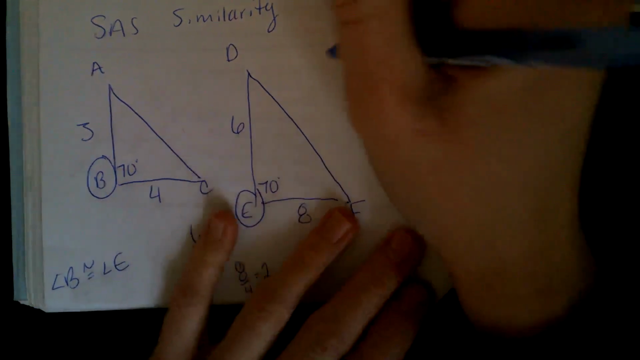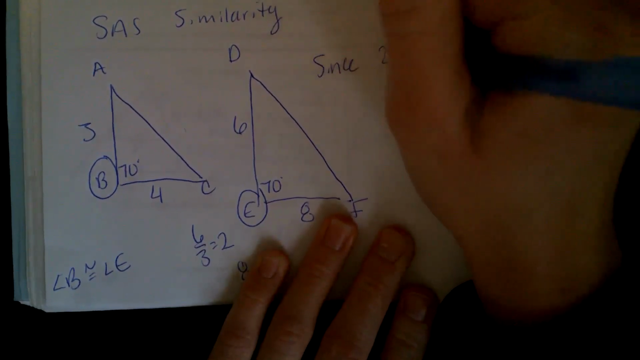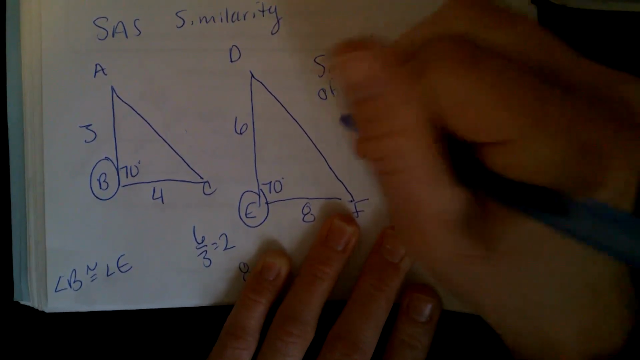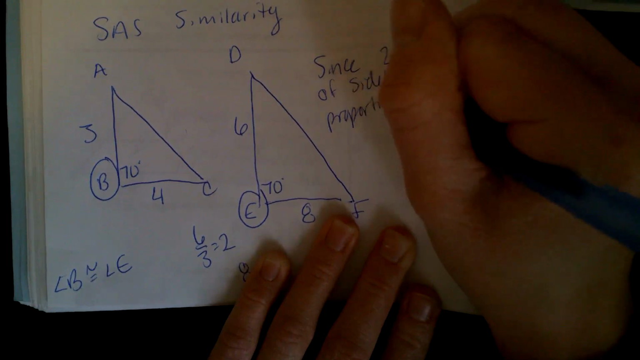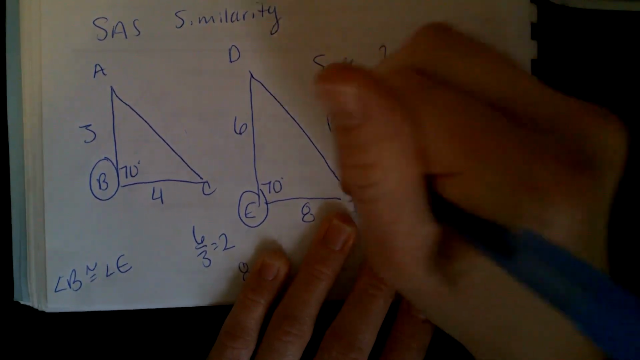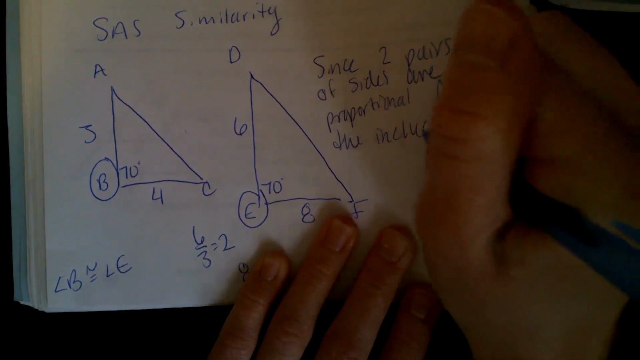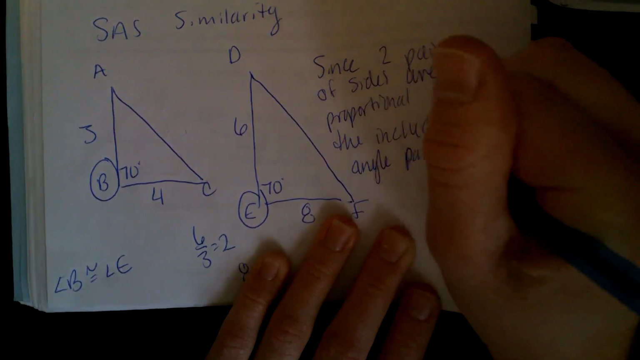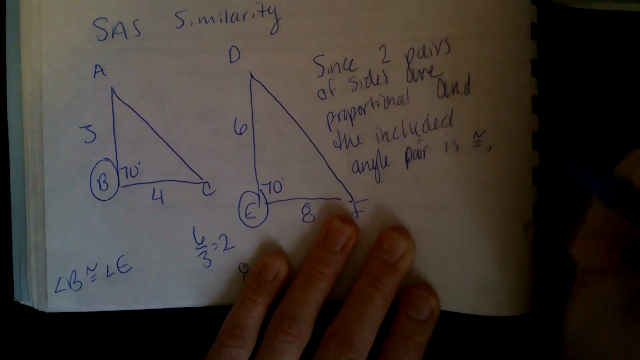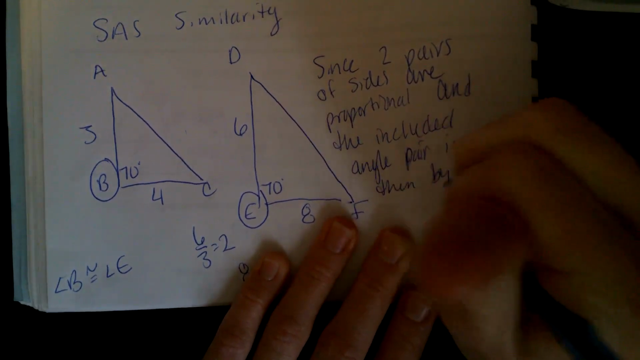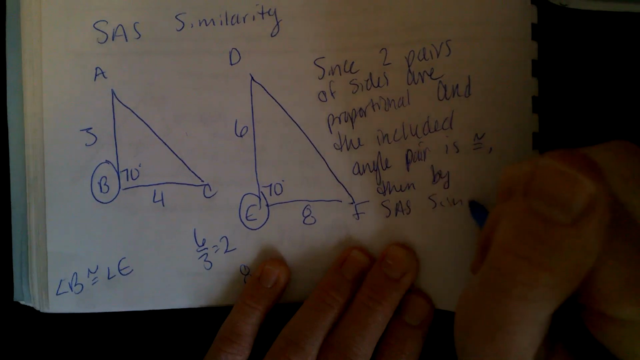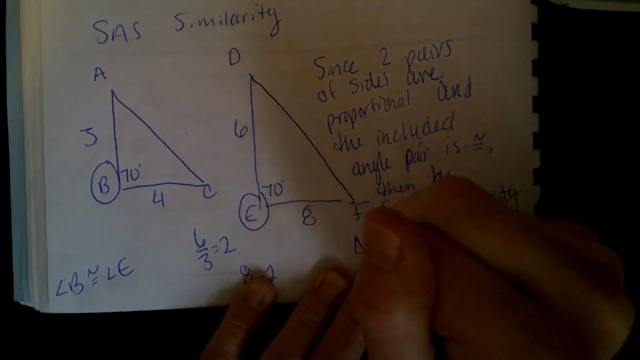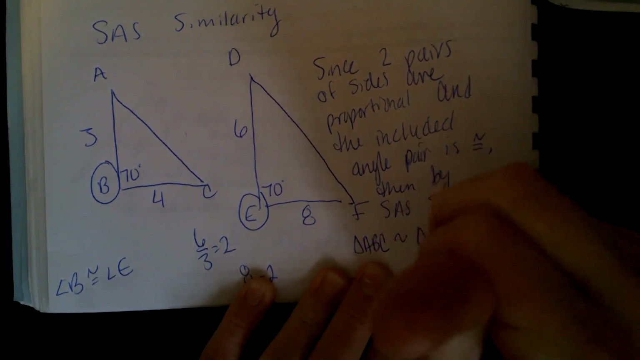So since two pairs of sides are proportional and the included angle pair is congruent, then by side angle side similarity, triangle ABC is similar to triangle DEF.